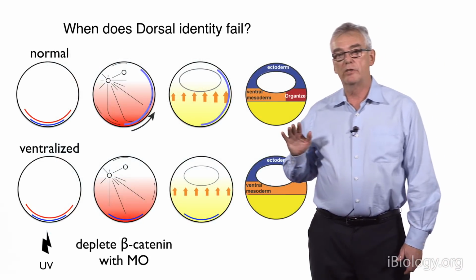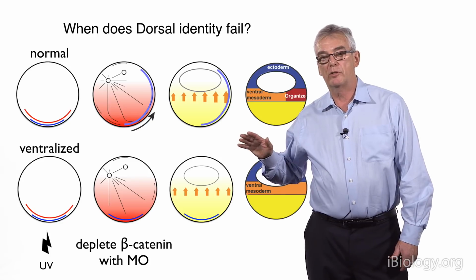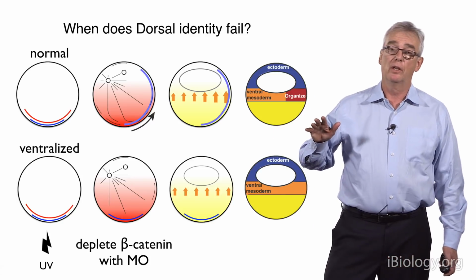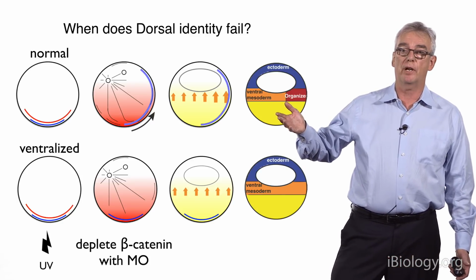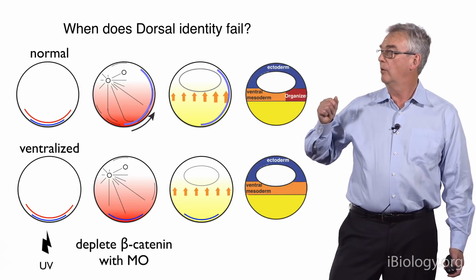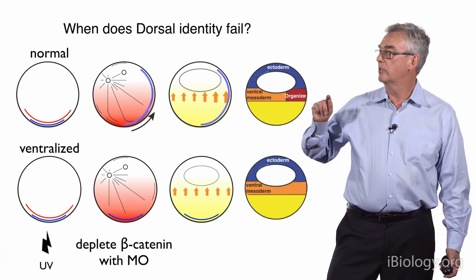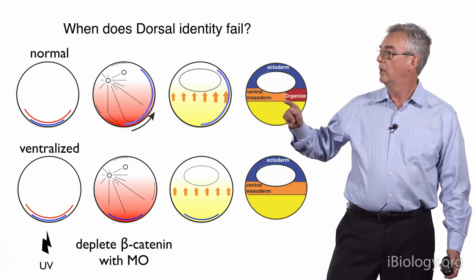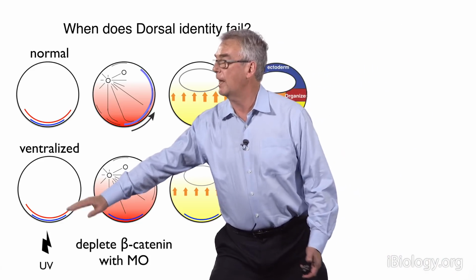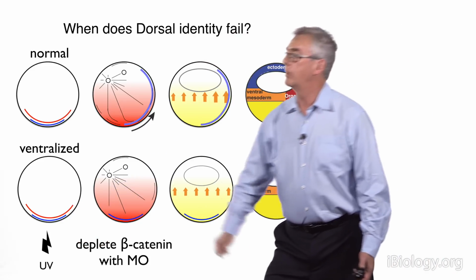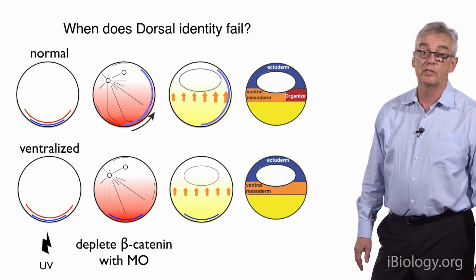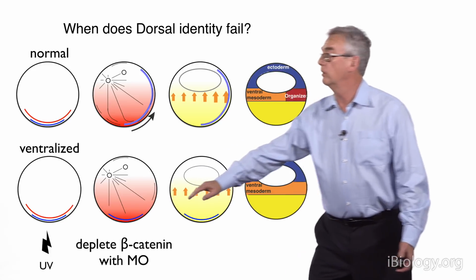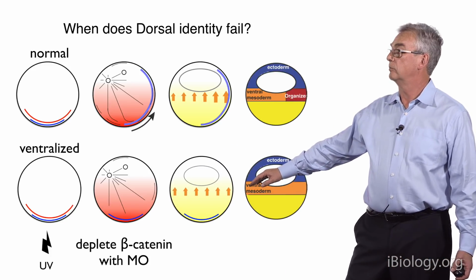We can also ask, when does this dorsal identity fail? When we knock down those antagonists, we clearly lose dorsal structures. But at what step does this happen? And of course, we would predict that it should fail at the time the normal genes are expressed, at the late blastula stage. We can start to look at that and contrast the situation where we interfere with antagonist function in normal development with what happens when we ventralize the embryo from the get-go, either with UV light or by depleting beta-catenin, actually also with a beta-catenin-specific Morpholino. So in that case, we lose the beta-catenin purple signal, and we get just this ventralized embryo.